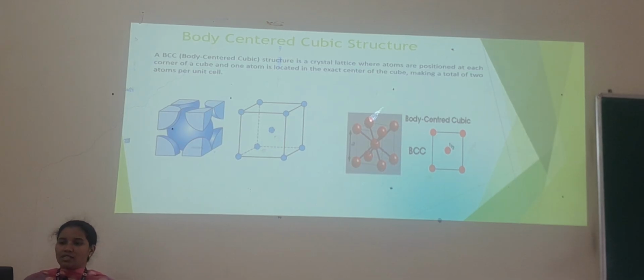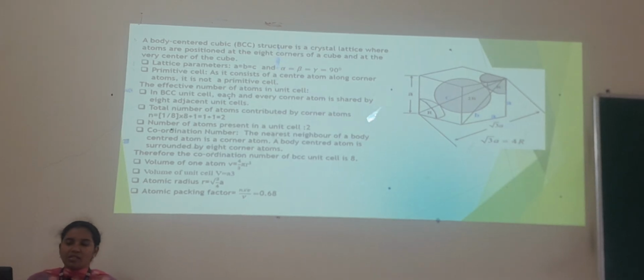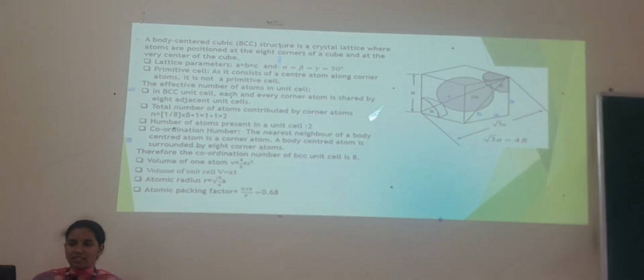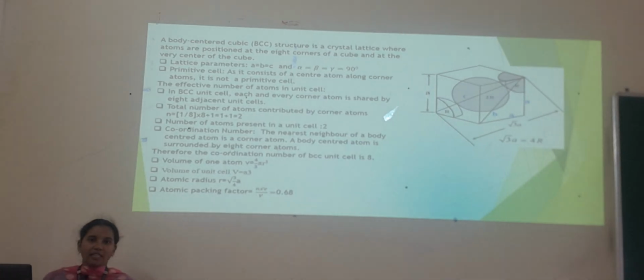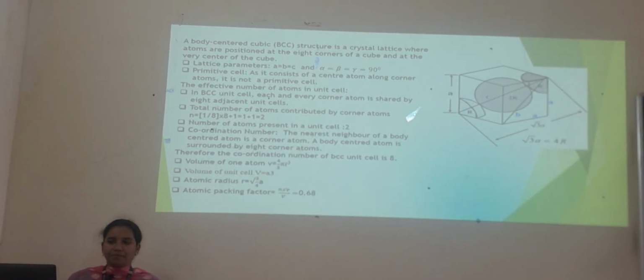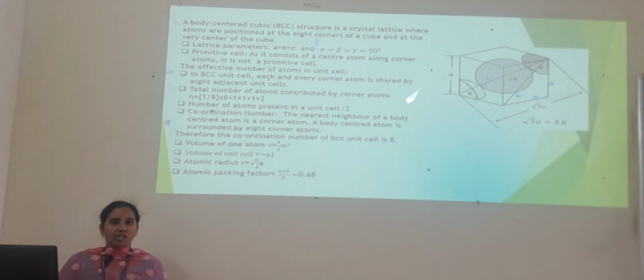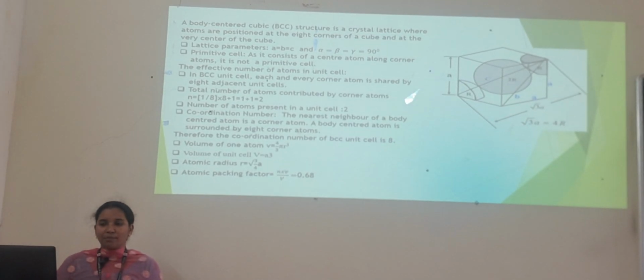As you can see here, this is the crystal structure of the body centered cubic, where atoms are positioned at 8 corners of the cube and at the very center of the cube. For the lattice parameters, you can see all the sides are equal, all the lattice angles are perpendicular to each other, that is 90 degrees, and a primitive cell consists of a center atom along with a corner atom. So it is not a primitive cell.